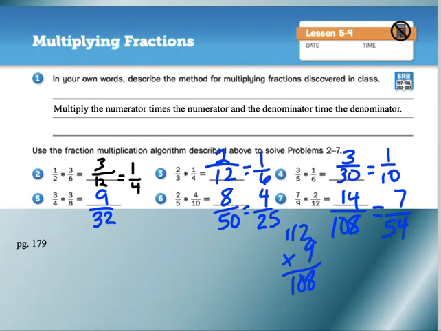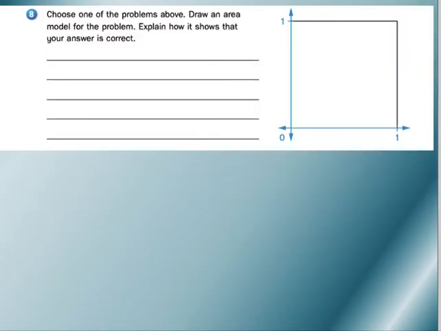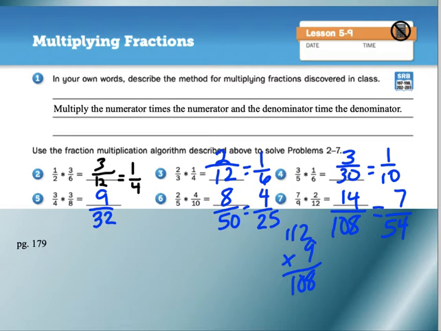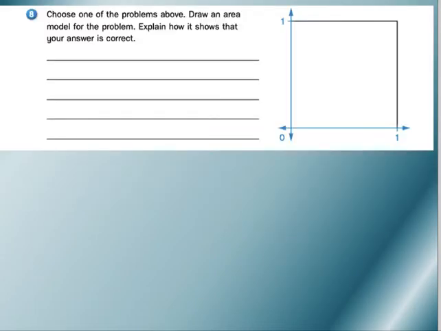So it's pretty easy, a whole lot easier than the addition and subtraction of them. Okay. So what number 8 says to do is to choose one of the problems from above, and then draw that area model to represent it. You get to pick which one you would do. I personally would not do that 7/9 times 2/12. I think I would probably pick 2, 3, or 4 to work off of. So I'll let you go ahead and pick one of those.